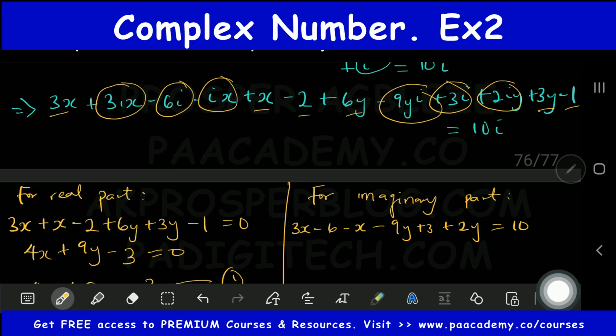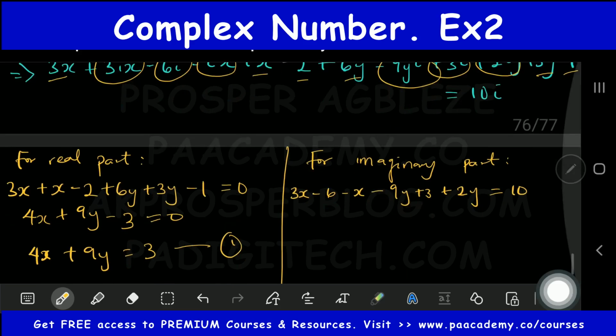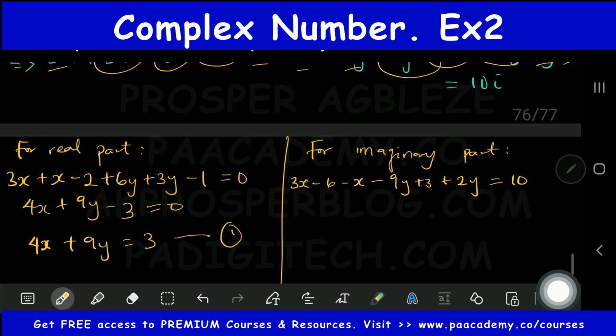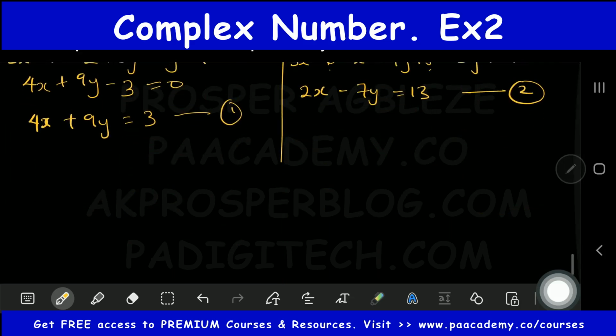Now if you simplify this together, you can see 3x minus x will be 2x, and then for the y part we have minus 9y and plus 2y, so that will be minus 7y, then equals to, we have 10 here. If you put the plus 3 on the other side, we are going to be having 13. So this is our equation 2. So what we are going to do now is solve equations 1 and 2.